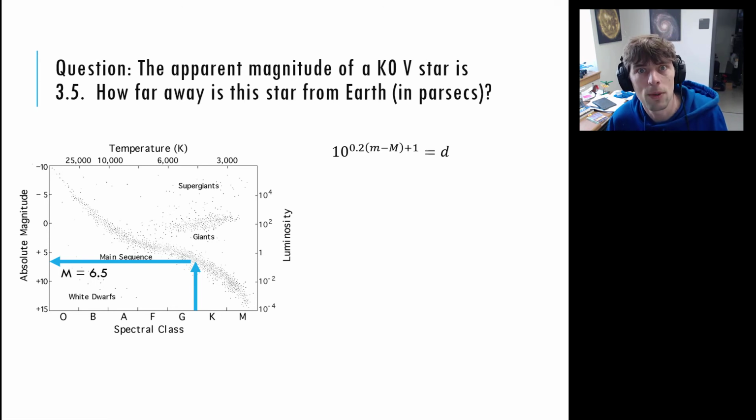Now we have everything that we need. We're given the apparent magnitude, 3.5. We've used the HR diagram to find the absolute magnitude, 6.5. Now we just need to plug in our numbers, 3.5 and 6.5.